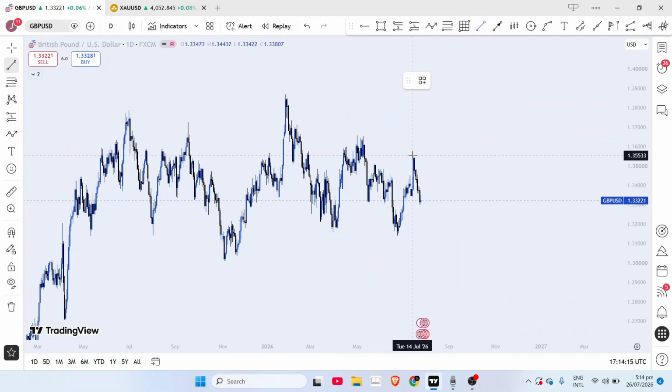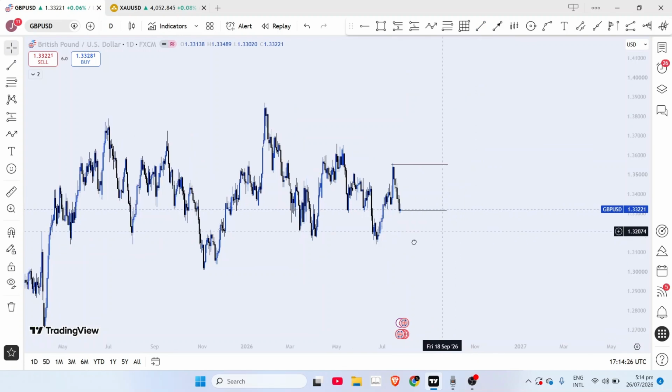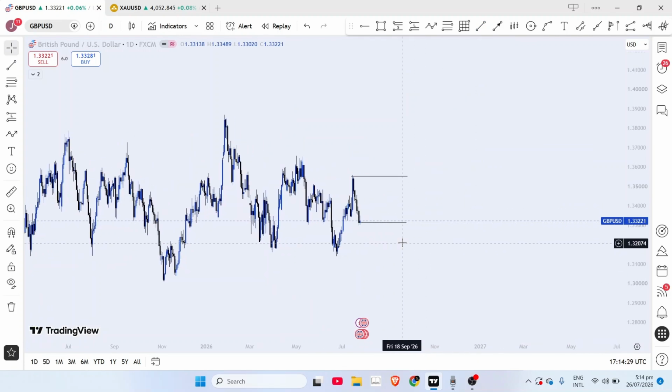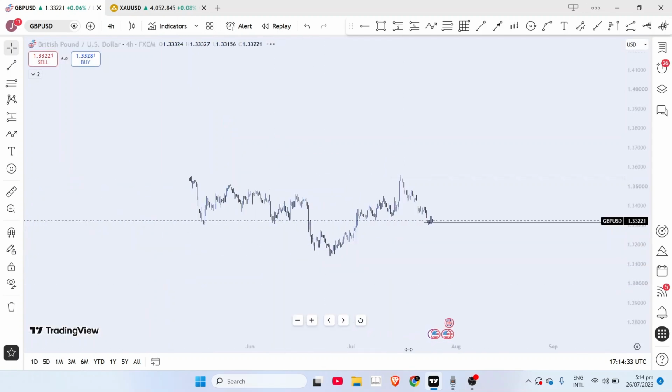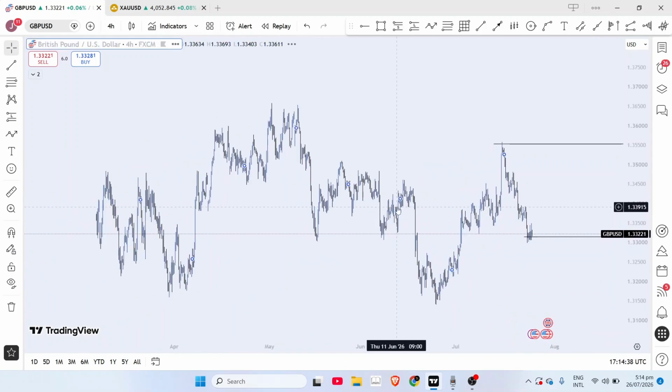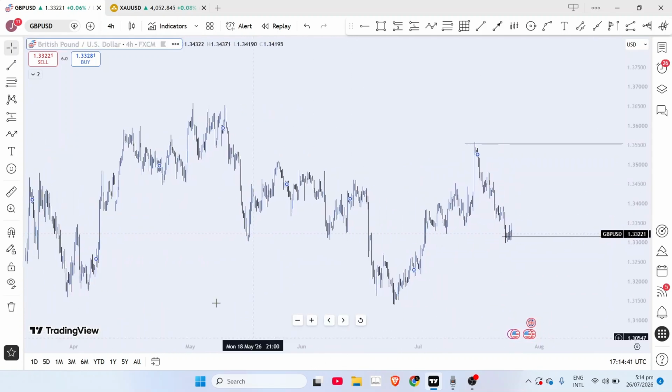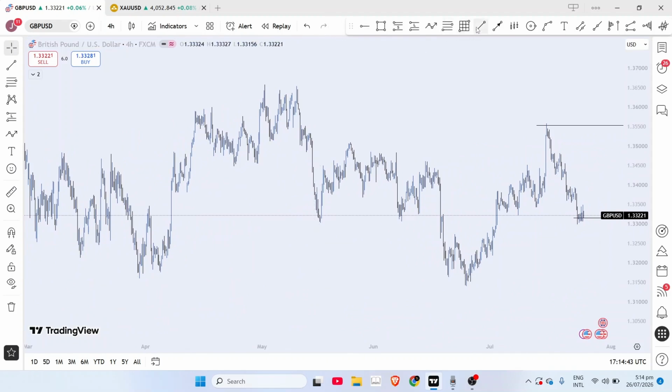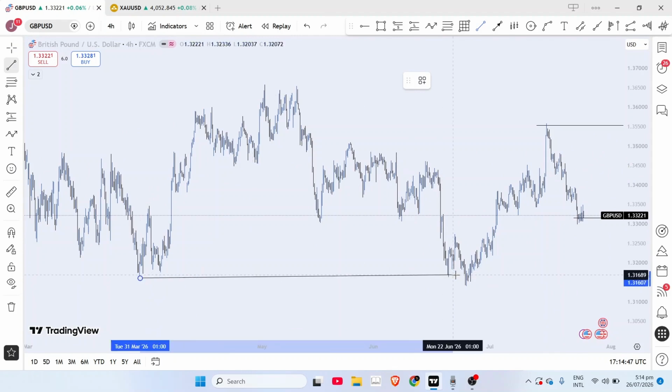So I'm looking at this recent move that's happening. I'm looking at this recent move that is happening right here. Good. So let's jump onto the 4-hour time frame and see what is happening. So on the 4-hour time frame, we can see a break of structure of this external structure right here. We've broken structure here.